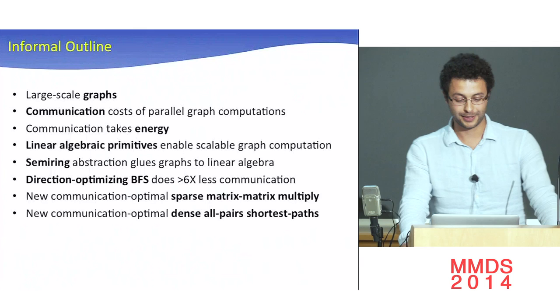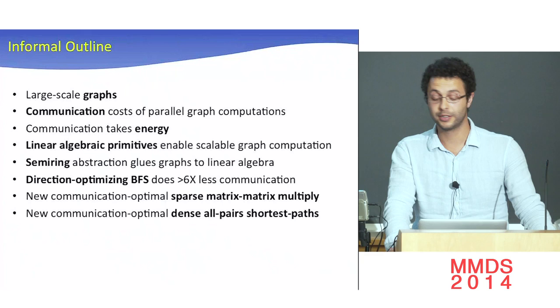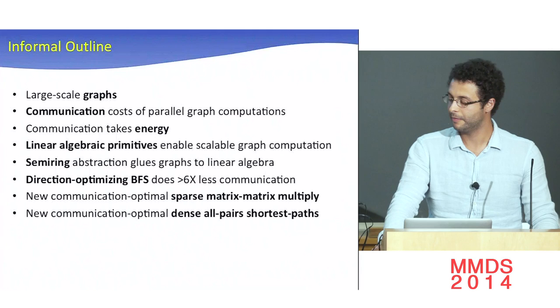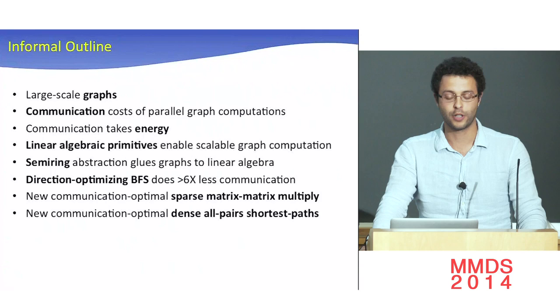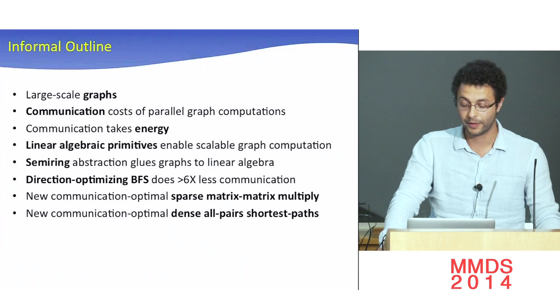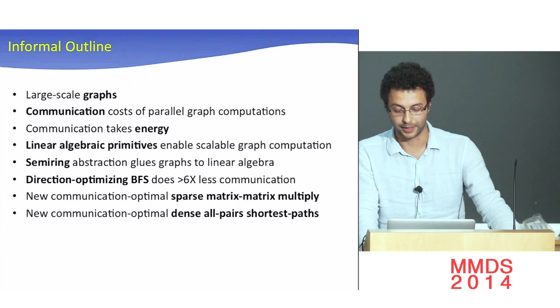But I'll be talking specifically about parallel graph computations, and what is the determinant of the runtime of a parallel computation on graphs, and there'll be the communication costs. And then I'll tell why we care about linear algebra and how linear algebra enables a lot of scalable graph computations. And I'll give a couple of examples: a new breadth first search algorithm in distributed memory, sparse matrix-matrix multiplication, which actually is useful for a lot of graph computations, and a dense graph computation, finally, all pairs shortest paths.